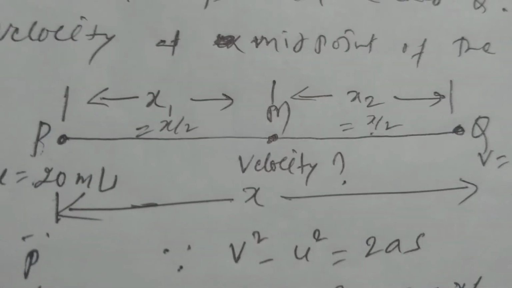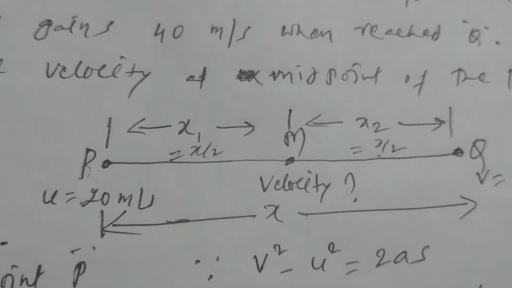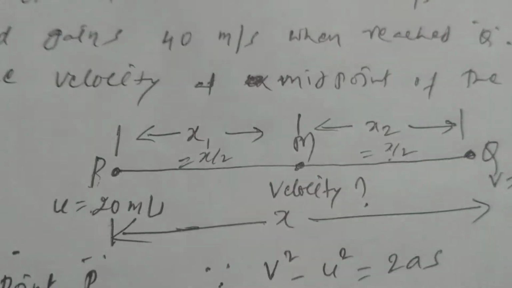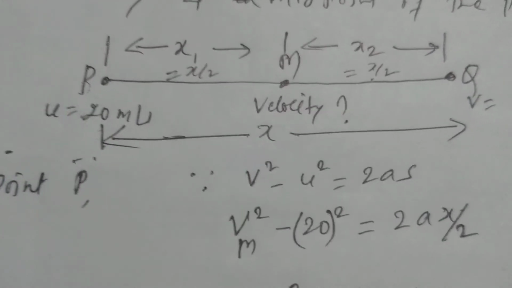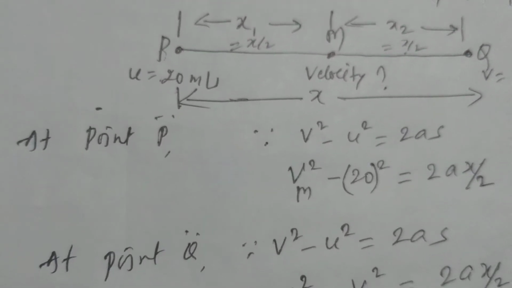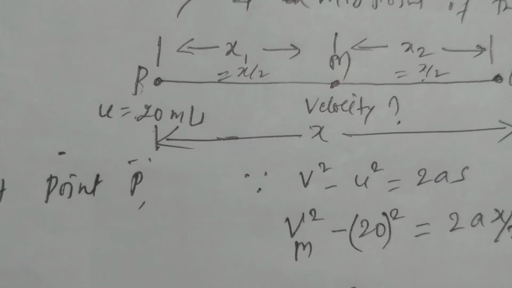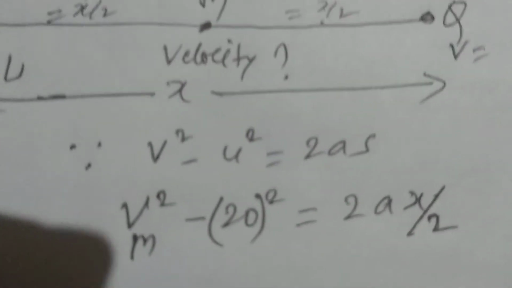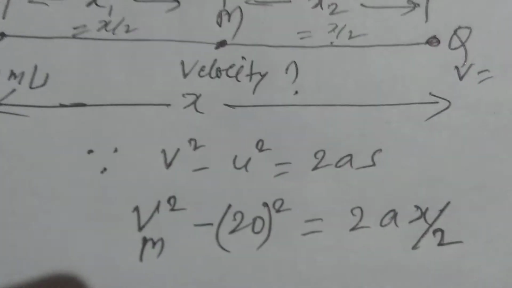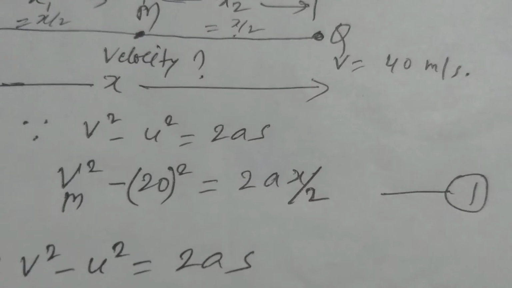So how to solve the problem? We will see. The velocity at the midpoint is required. We can calculate the velocity at any point on the journey path. Here, let us suppose at the midpoint the velocity is Vm. So from point P, use the formula v square minus u square equals 2as. Substitute the values. Take it as equation 1.